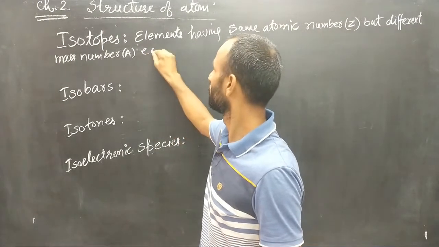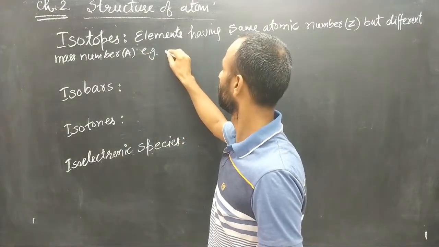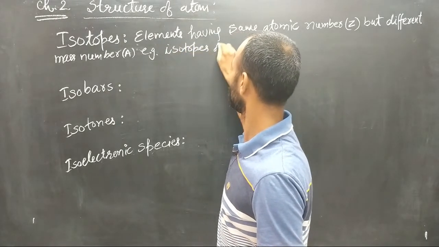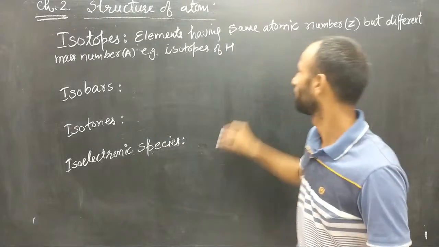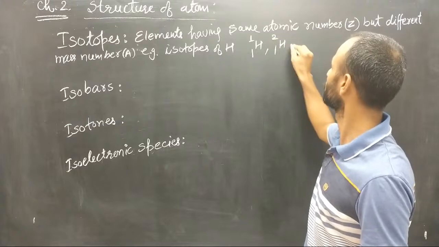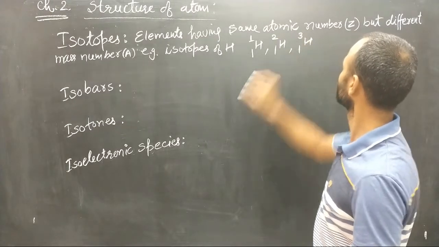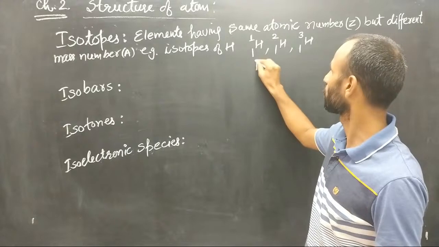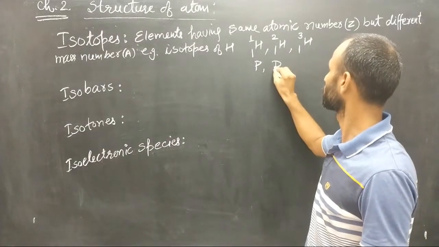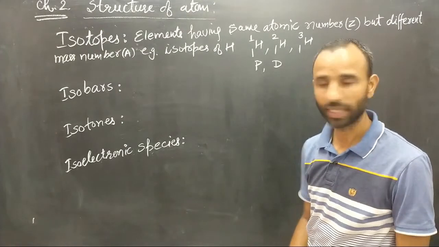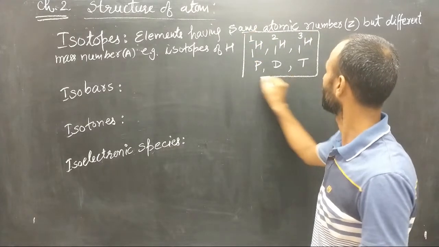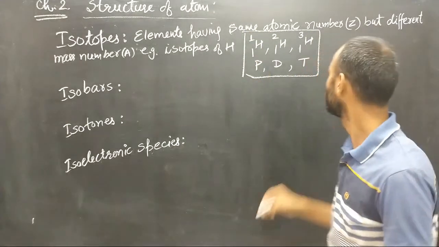For example, isotopes of hydrogen: 1H1, 1H2, 1H3. 1H1 is called protium, denoted by P. 1H2 is called deuterium, denoted by D, and 1H3 is tritium. So these are isotopes of hydrogen.